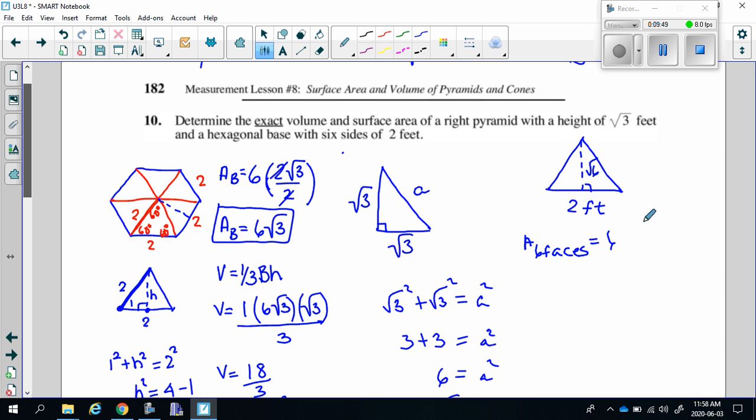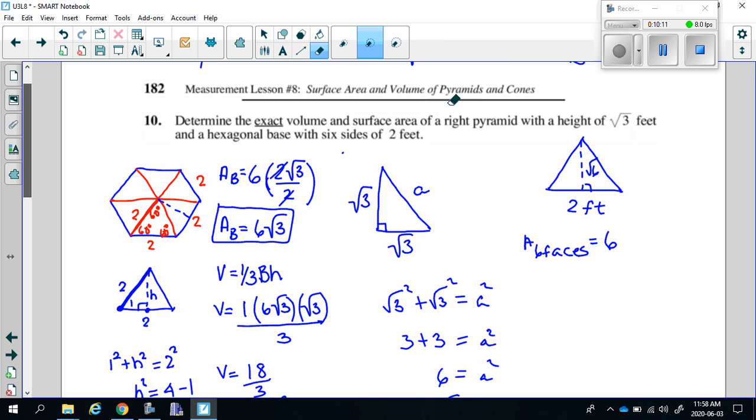So that's going to be 6. Let me fix that. So 6 faces, base, so that's 2, times root 6, so it's going to be 2 root 6.